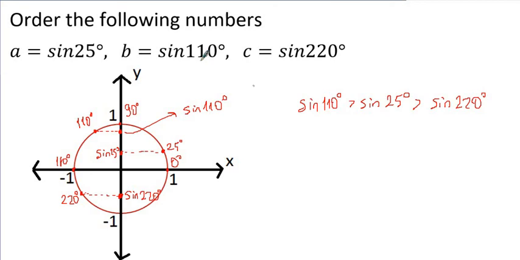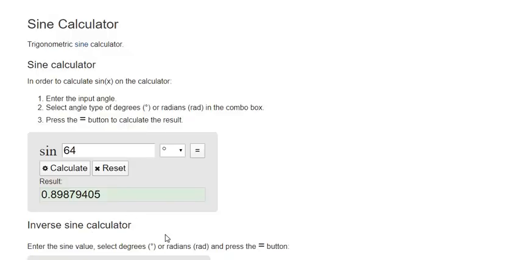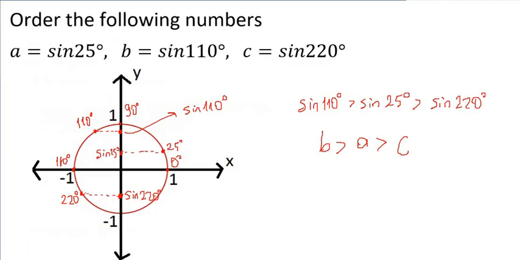Okay, so sine of 110 is B. B is greater than sine of 25, which is A. Sine of 25 is A, greater than sine of 220, which is C. B is greater than A, and A is greater than C. Let's use our calculator to see if this is correct or not. So let's get out our sine calculator.